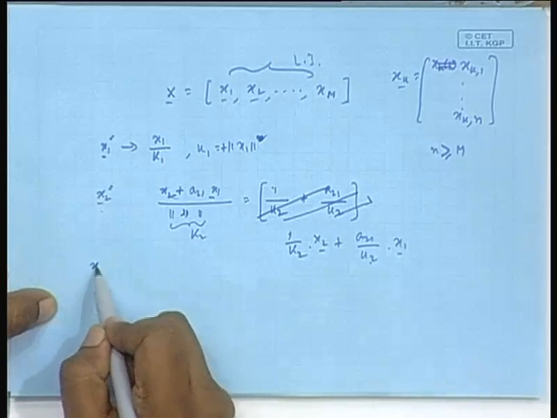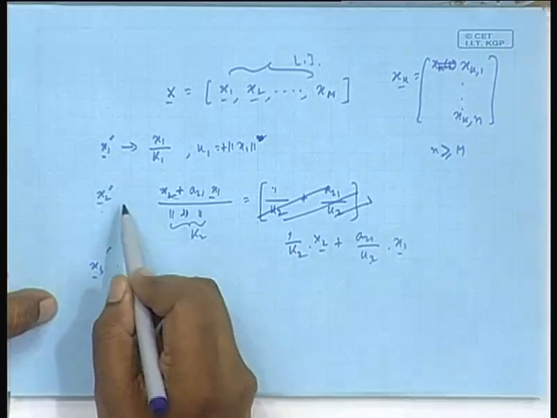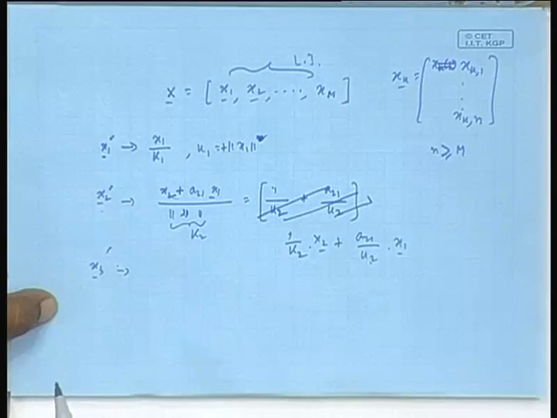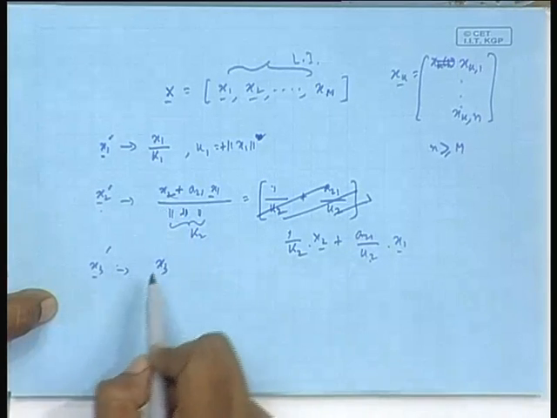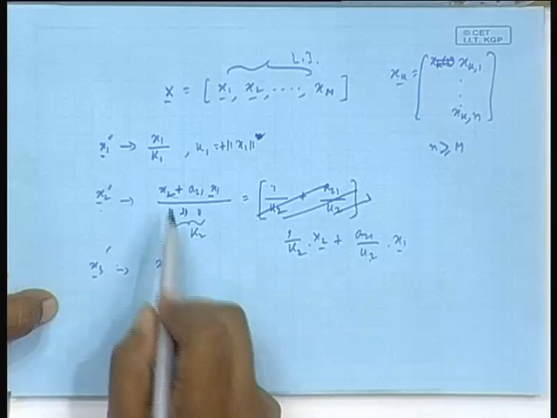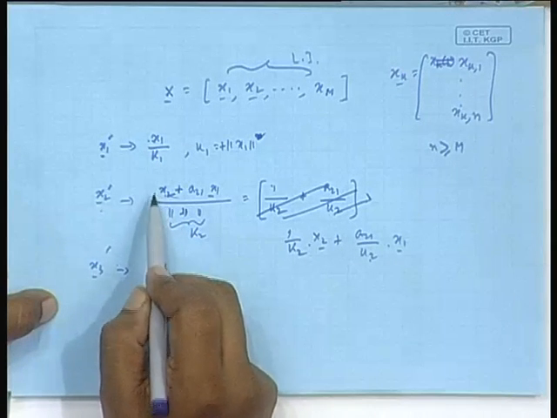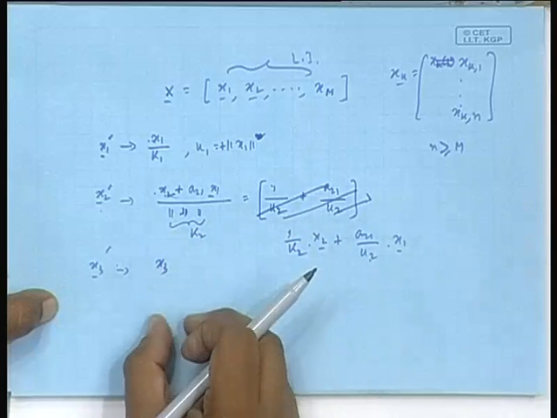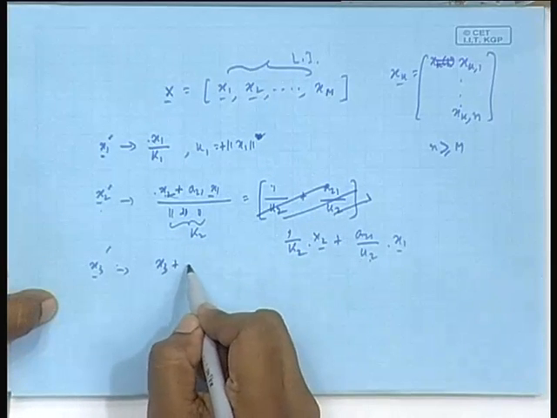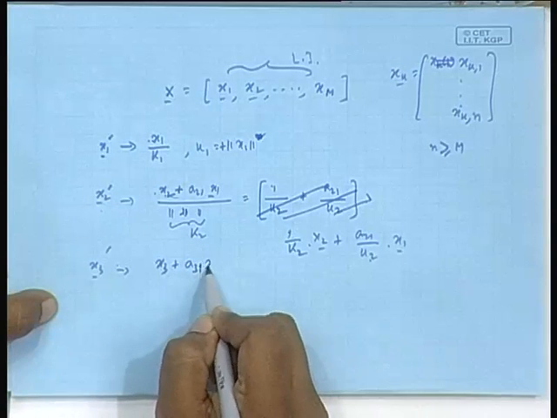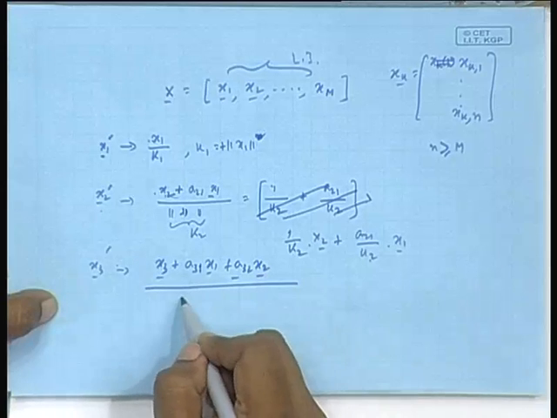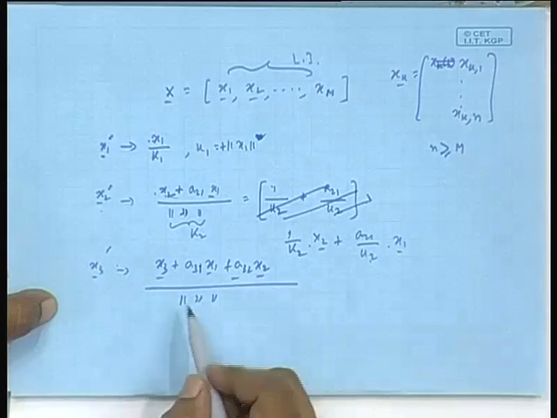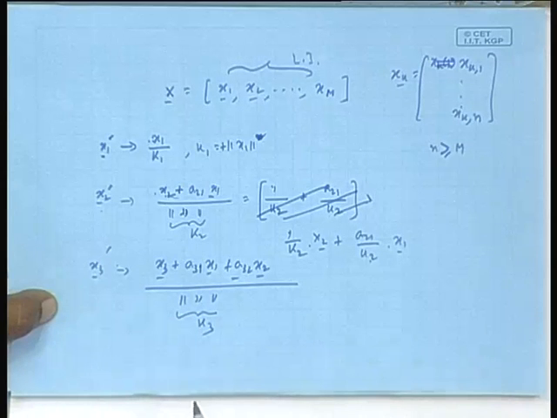Then x 3 prime, this is the last, after this the pattern will emerge. X 3 prime will be what? X 3, the essential thing is the vector you are targeting remains as it is. It is not multiplied, like here not multiplied by 1, here multiplied by 1, here multiplied by 1, just a norm will come in the bottom. X 3 plus some constants, say A 3 1 x 1, A 3 2 x 2, divided by the norm of the thing, and this you call K 3. Okay, so on and so forth.